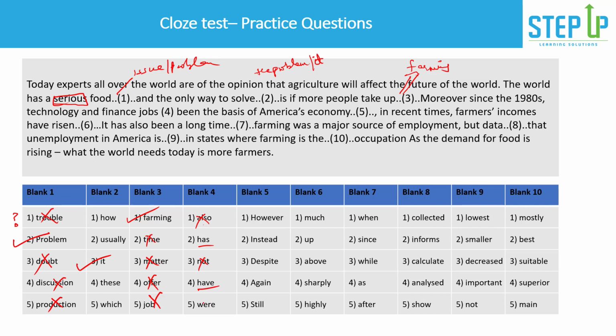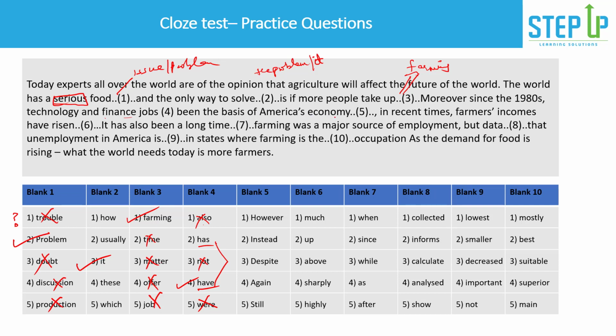Have, were been. So were been is grammatically incorrect. That means the only option is has or have. Now here you're talking about technology and finance jobs. That means two things. So obviously it's plural, right? So subject verb agreements, it should be have.